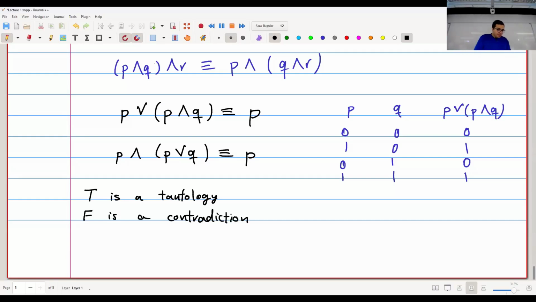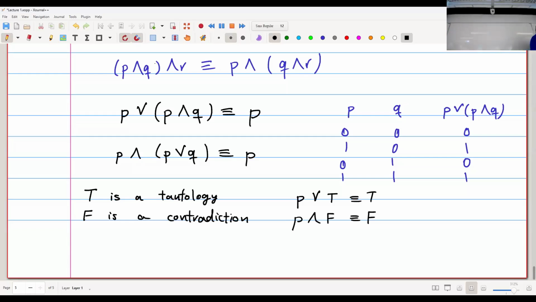What happens if I take OR with big T? So if I take P or T, what is this equivalent to? T. What if I take P and F? This is equivalent to F. And this is pretty much the rule that I was using here, right? So whenever I was evaluating OR and I saw that one side is 1, I wouldn't even bother evaluating the other side. And whenever I was evaluating AND and one side was false, I wouldn't bother evaluating the other side. I know that it's already false.